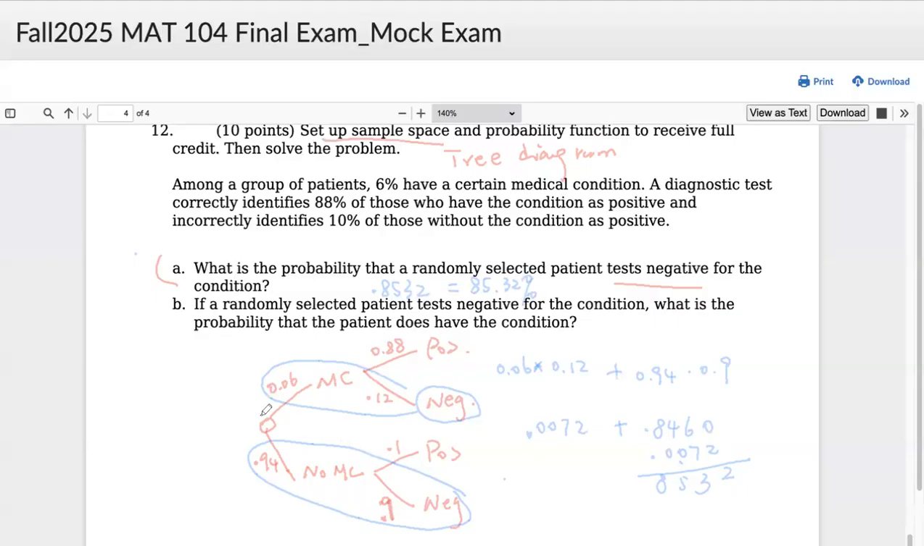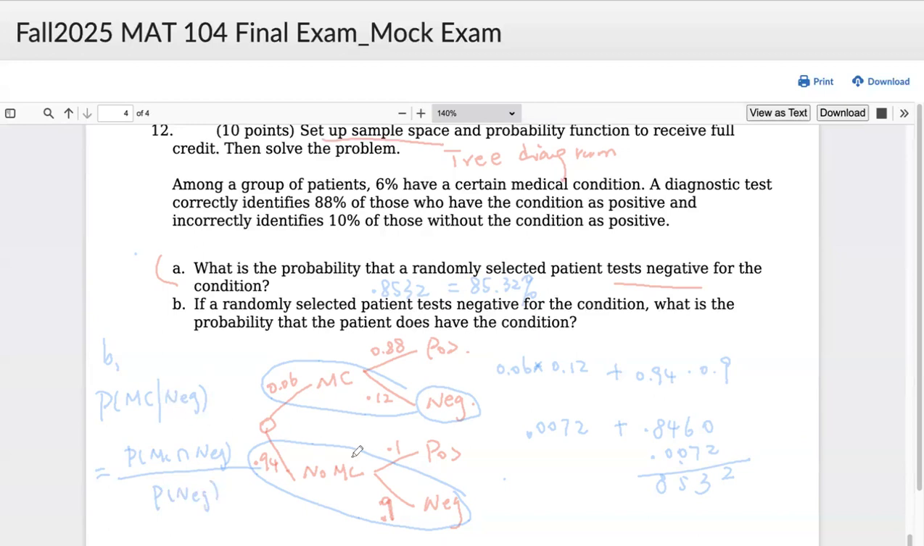Okay, that's for A. Let's see B. If we randomly select a patient who tests negative for the condition, if we select one person among those negative ones, what is the probability that the patient does have the condition? Which means we want to find the probability of those people who do have the medical condition, among those negative. So that equals the probability of medical intersect with the negative, divided by the probability of negative.